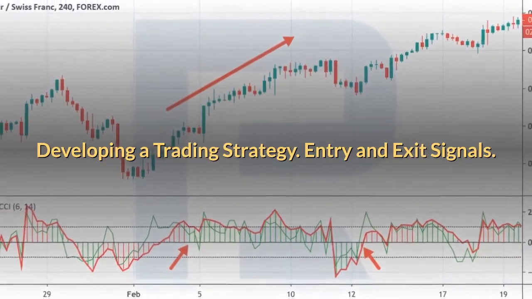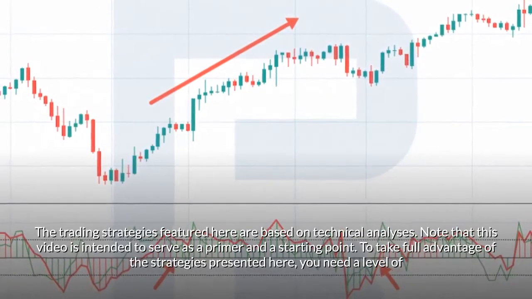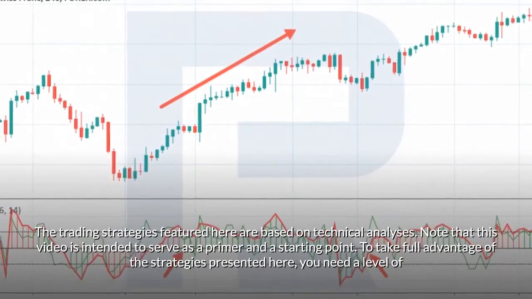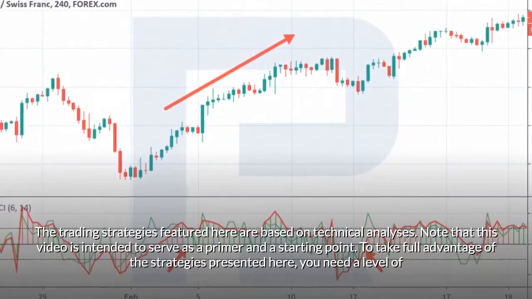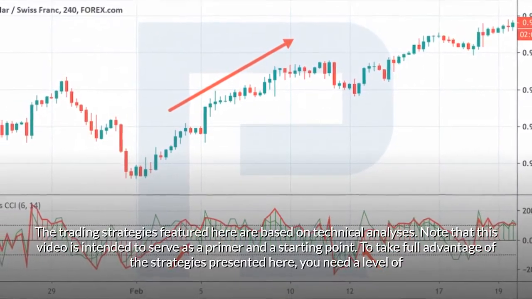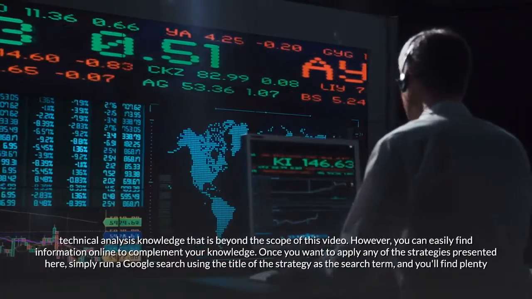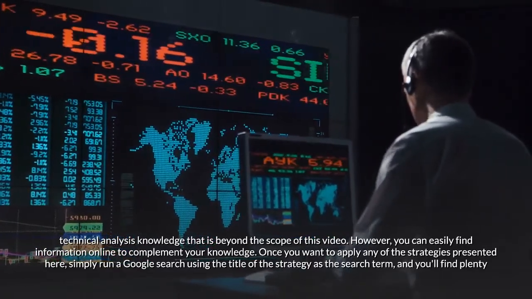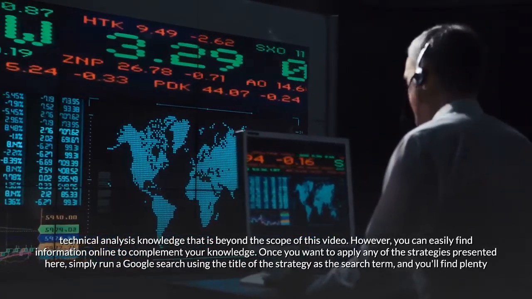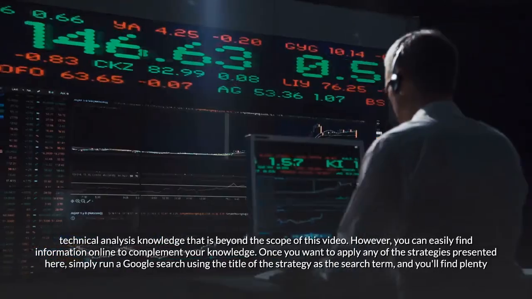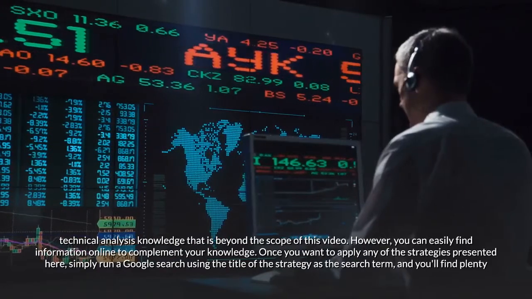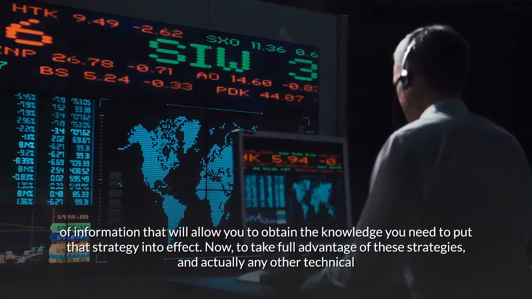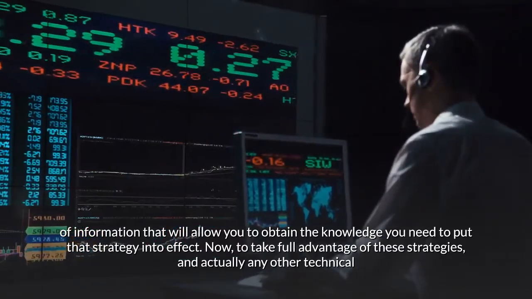Developing a trading strategy. Entry and exit signals. The trading strategies featured here are based on technical analyses. Note that this video is intended to serve as a primer and a starting point. To take full advantage of the strategies presented here, you need a level of technical analysis knowledge that is beyond the scope of this video. However, you can easily find information online to complement your knowledge. Once you want to apply any of the strategies presented here, simply run a Google search using the title of the strategy as the search term, and you'll find plenty of information that will allow you to obtain the knowledge you need to put that strategy into effect.